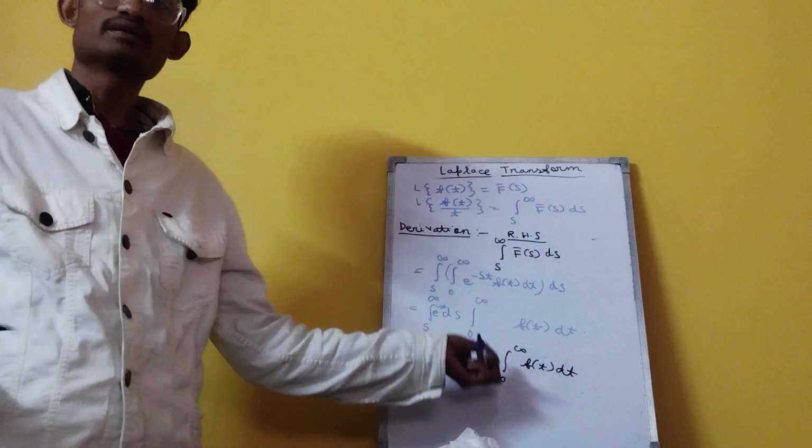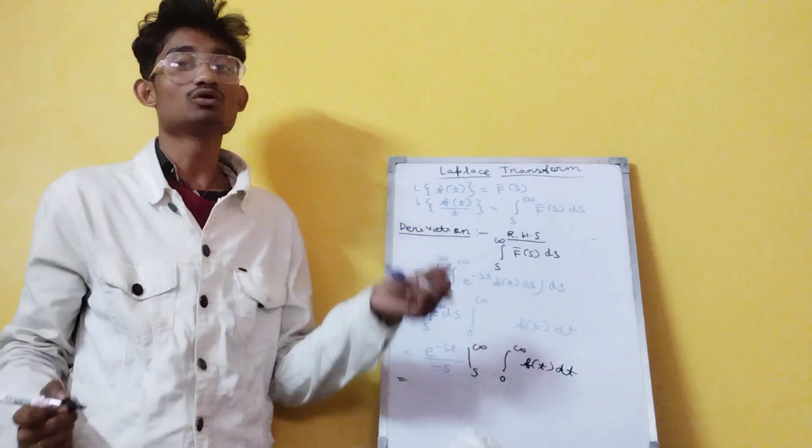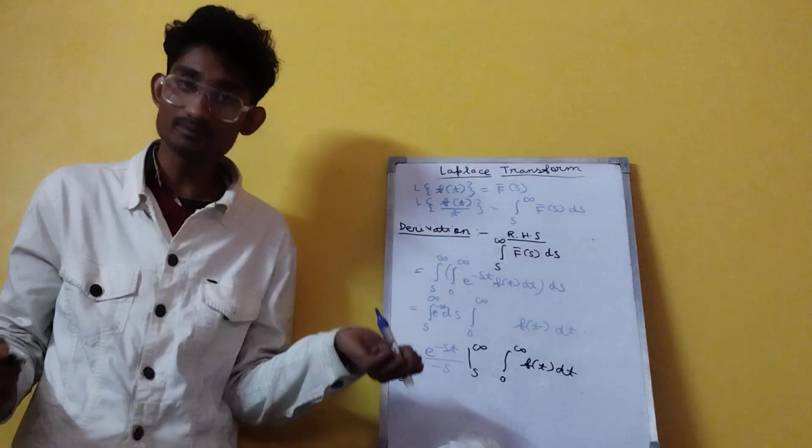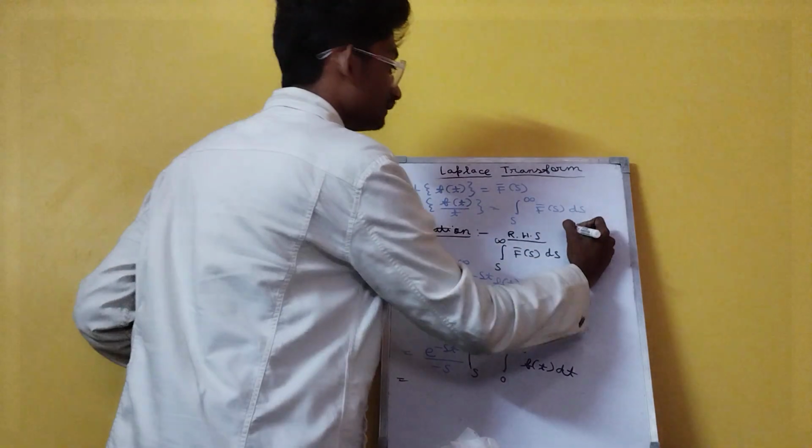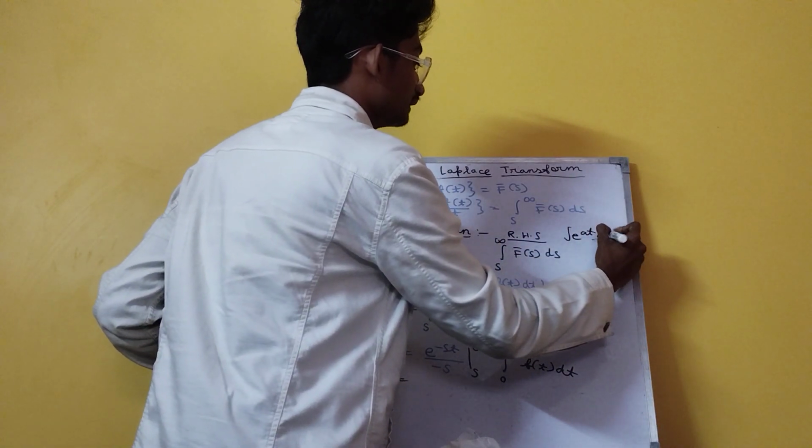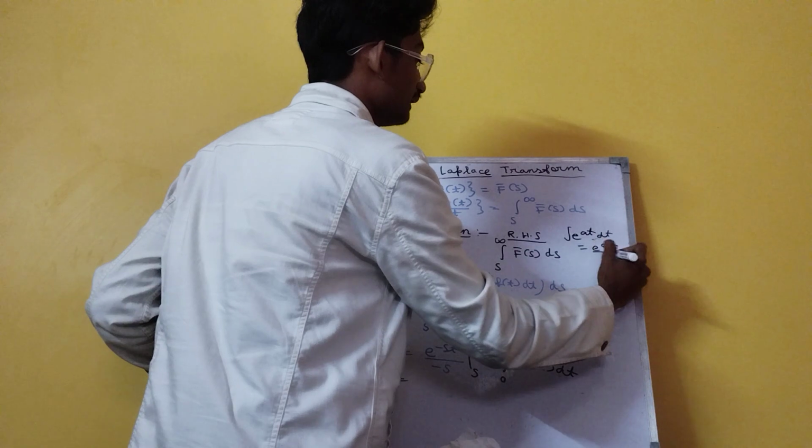So at first apply the upper limit over here, then apply the lower limit over here, upper limit minus lower limit, that will be the thing, right? So integral of e raised to power at dt, what is the thing? E raised to power at divided by a.